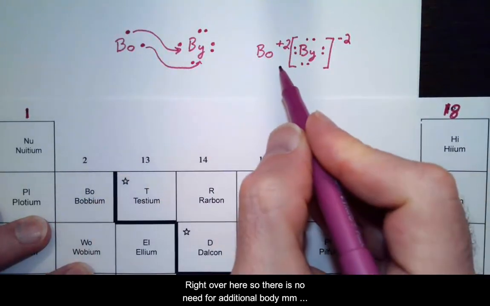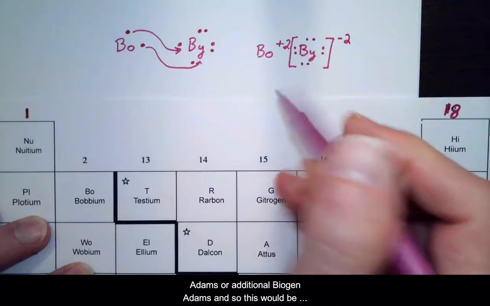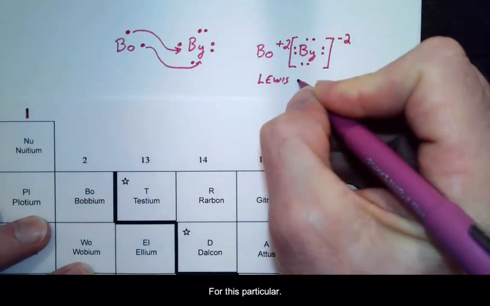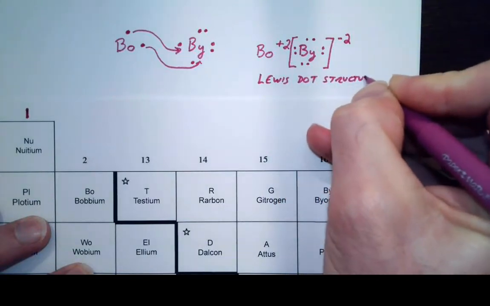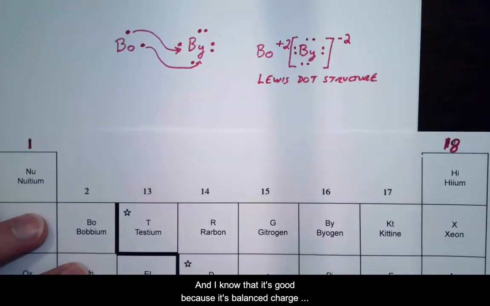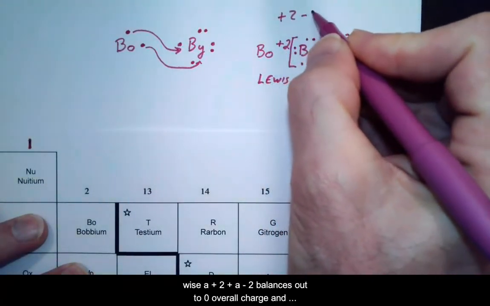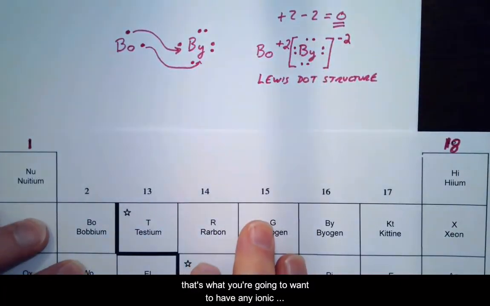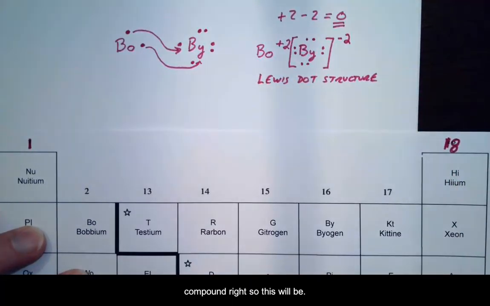So there is no need for additional bobium atoms or additional biogen atoms. And so this would be what we call the Lewis dot structure for this particular ionic compound, all right? And I know that it's good because it's balanced charge-wise. A +2 and a -2 balances out to 0 overall charge. And that's what you're going to want to have in any ionic compound. All right. So this would be the Lewis dot structure.